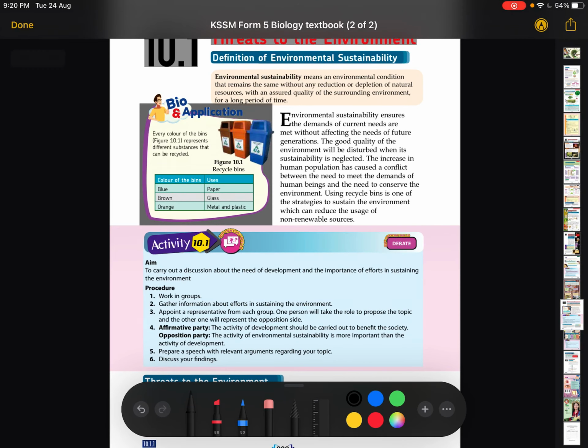Okay, so the last chapter will be environmental sustainability. Even though it seems like a very easy chapter, it's actually not that easy. There are a few terms that you have to know before you are able to master this topic.